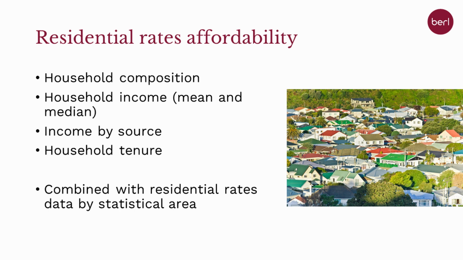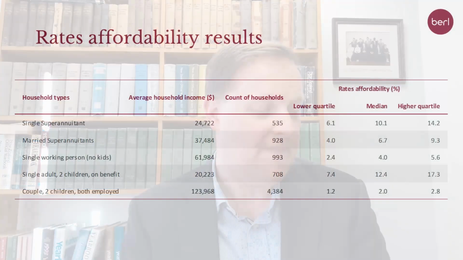Lastly, household tenure, which shows how many dwellings are rented versus owned by each household type. Of course, for this census data to help provide insight into rates affordability, the council will need to combine it with their residential rates data at either the district, ward, or smaller statistical area. Undertaking this work to combine the above data would yield results that could look like the following table.